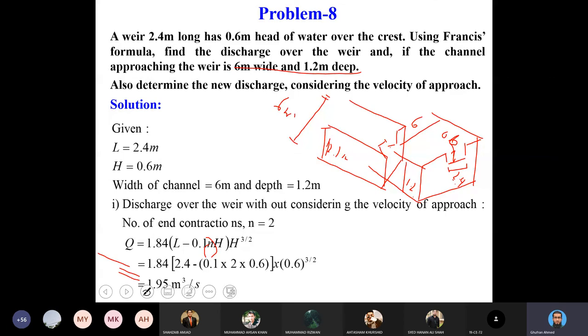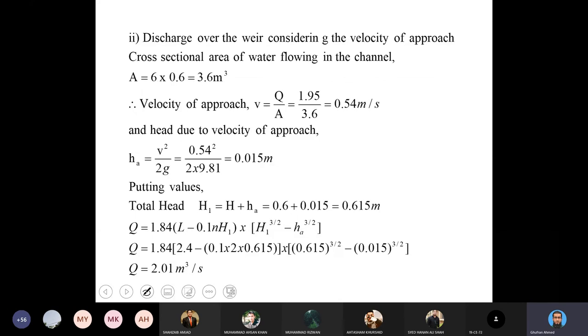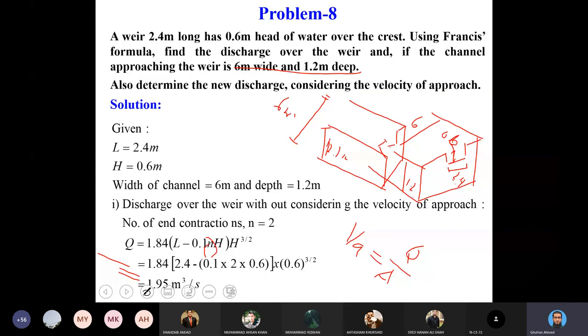Now after that, you need to find Va by using this Q, Q over A. So in this, area is important. Which area we need to find? The cross-sectional area of the water flowing in a channel, just on the upstream side. It is 6 times 0.6. Channel ki puri width, which is 6, and 0.6 is the height of water which is flowing over the weir.